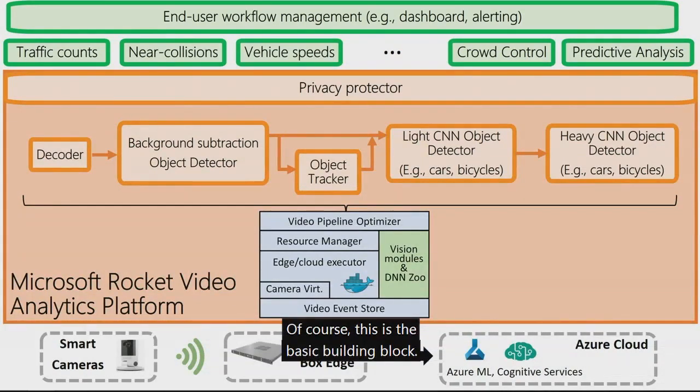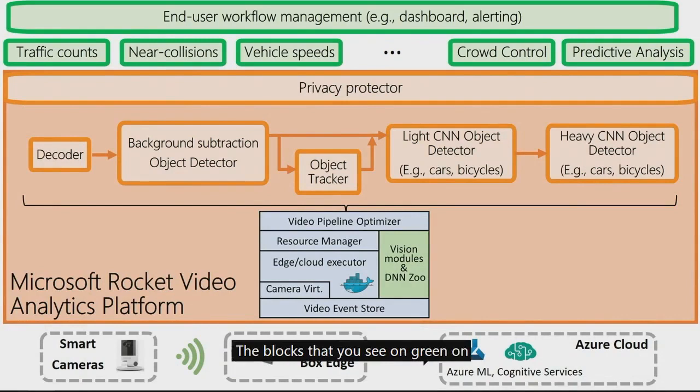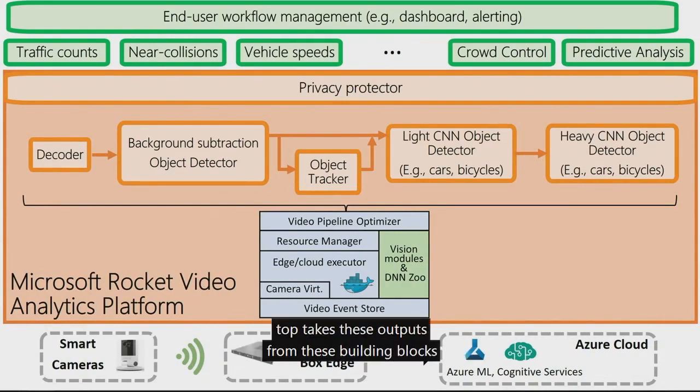And of course, this is the basic building block. And the blocks that you see in green on top take these outputs from these building blocks in the Rocket Video Analytics platform and then build up higher level applications like counting traffic, directional counts across time. How do you assess near collisions that happen? How do you get vehicle speeds and so forth?